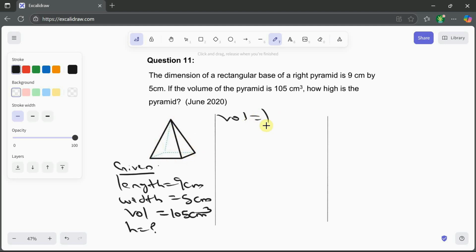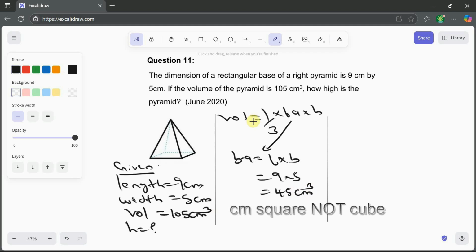Always know your 1/3. That's key. So 1/3 of the base area multiplying the height. So where's the base area? The base area is this rectangle. So the base area of the rectangle is length times breadth or width, which is 9 times 5, which is 45 centimeter cube. So let's now substitute.